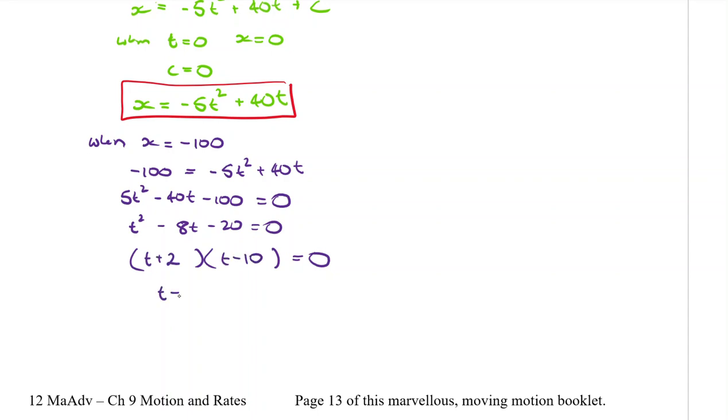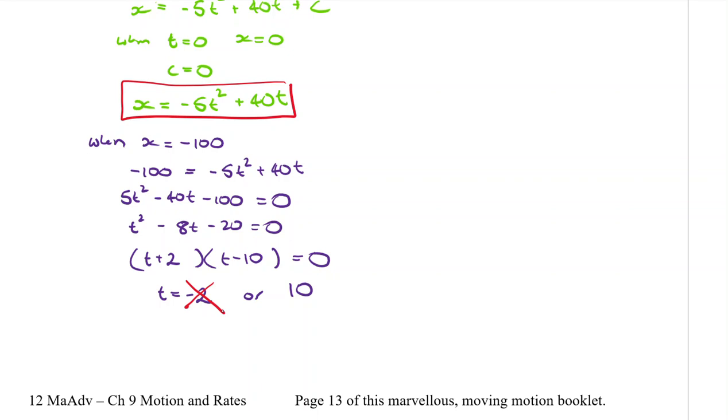So the solutions would be t equals negative 2 or t equals 10, but time cannot be negative. So although algebraically that solution exists for this parabola, practically speaking, it doesn't exist for our situation. So we want that time is equal to 10 seconds. Do I need to do anything else? How long does it take to fall? So that's 10 seconds. And with what speed will it strike the ground?